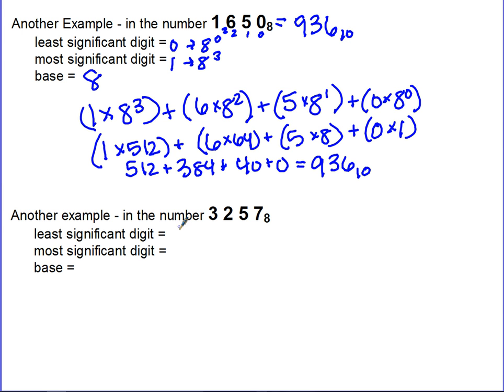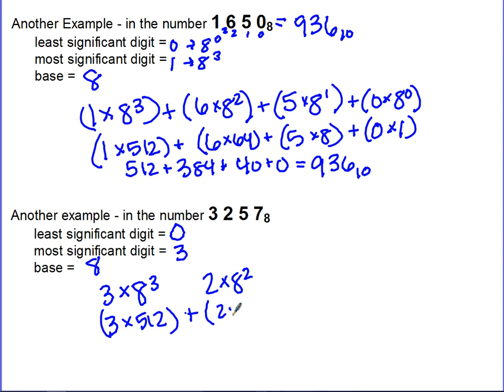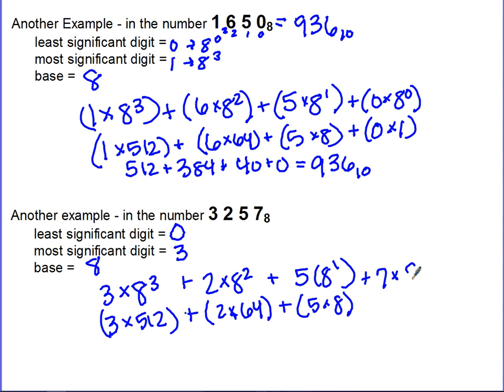Go through this example. Again, it's the same size. So it's a little bit easier. I know that this is 3 times 8 cubed, which will be 3 times 512, plus 2 times 8 squared, so 2 times 64, plus 5 times 8 to the 1st, 5 times 8, plus 7 times 8 to the 0 power, 7 times 1.